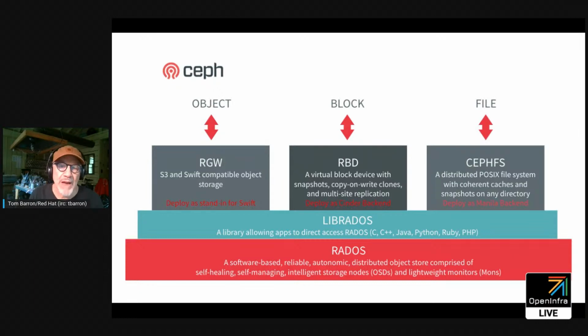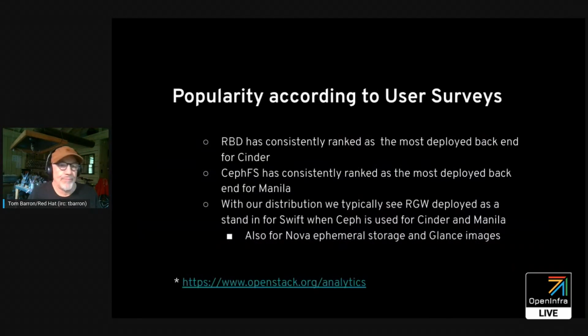By the RADOS block device, RBD, which offers virtual block devices, which can be a back end for Cinder, and by CephFS, which offers a distributed POSIX-like file system, and which can be a back end either by itself or gatewayed to NFS for the Manila service. Now, let's go to the next slide.